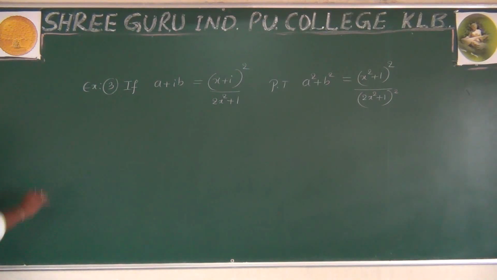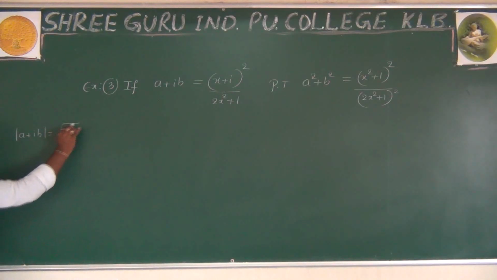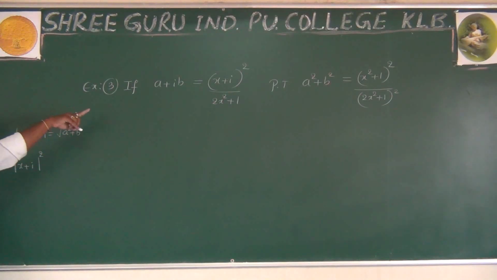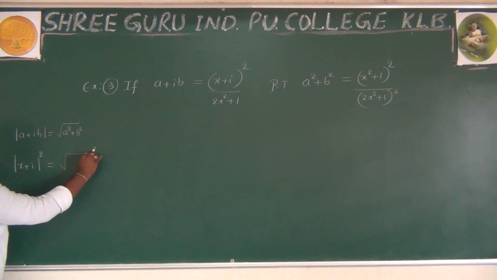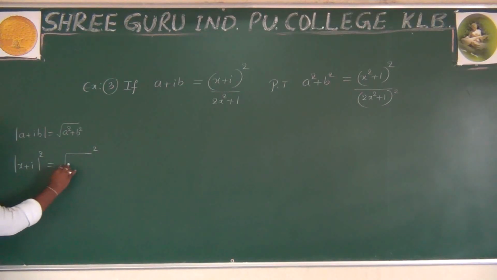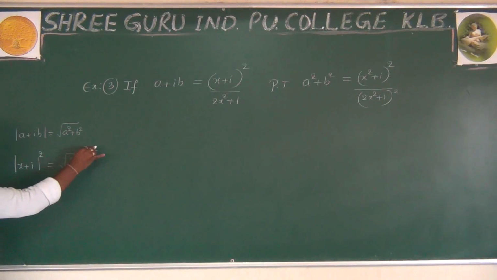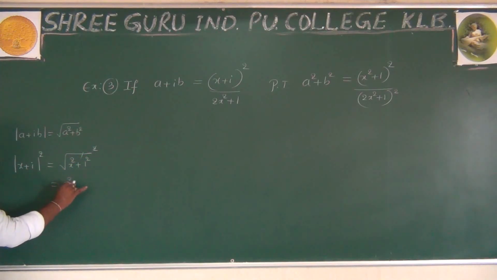Here, modulus of a plus ib is what? Square root of a square plus b square. That is modulus of x plus i whole square. Given, take the square outside according to note number 3, properties of modulus. Square root of real part is x, imaginary part is 1. Real part is x, imaginary part is 1. That is, square and root get cancelled. x square plus 1.